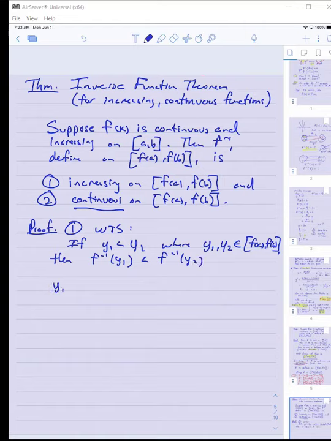Okay, so in short, we're saying if this input value is smaller than this input value, we want to show that the outputs for those two input values are related in that same way. Smaller input gives me smaller output. Bigger input gives me bigger output. Okay, and I know that's what it means to be increasing. So we're just doing this in terms of f inverse, which accepts y values as inputs, versus the way I would usually show a function is increasing, which is looking at a function of x.